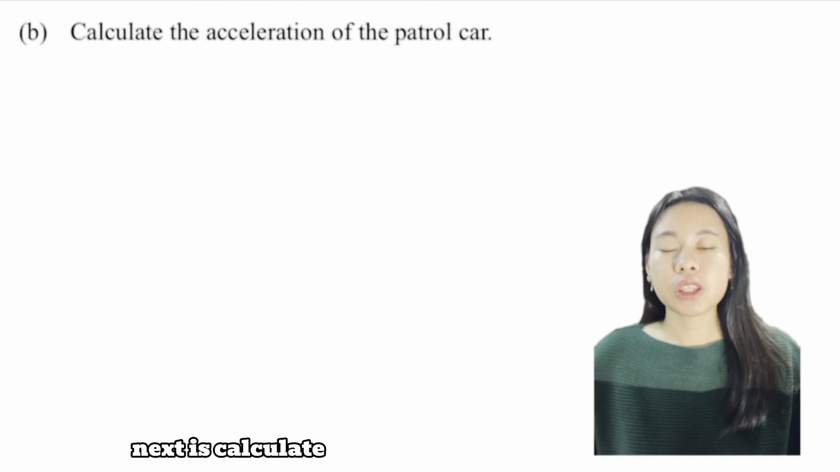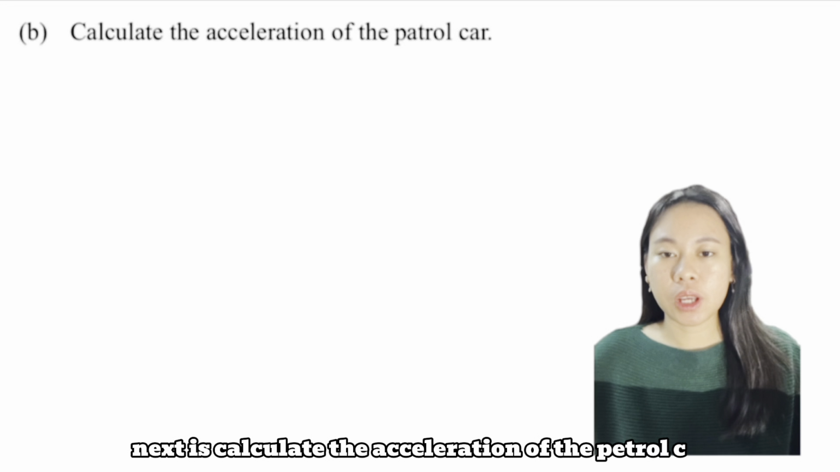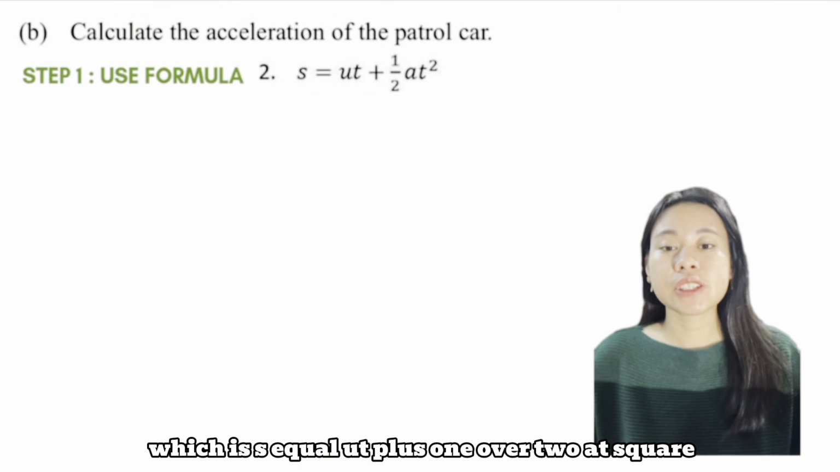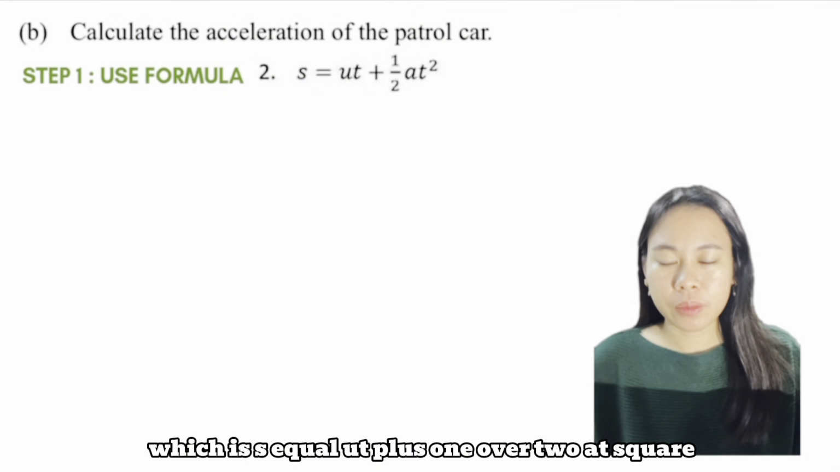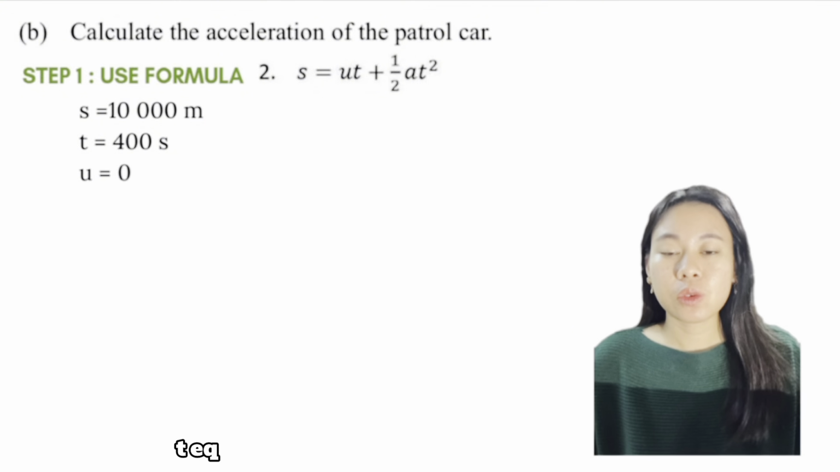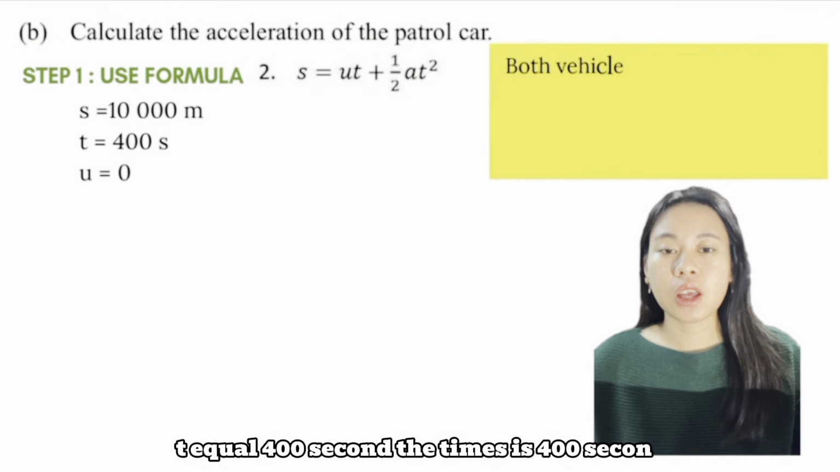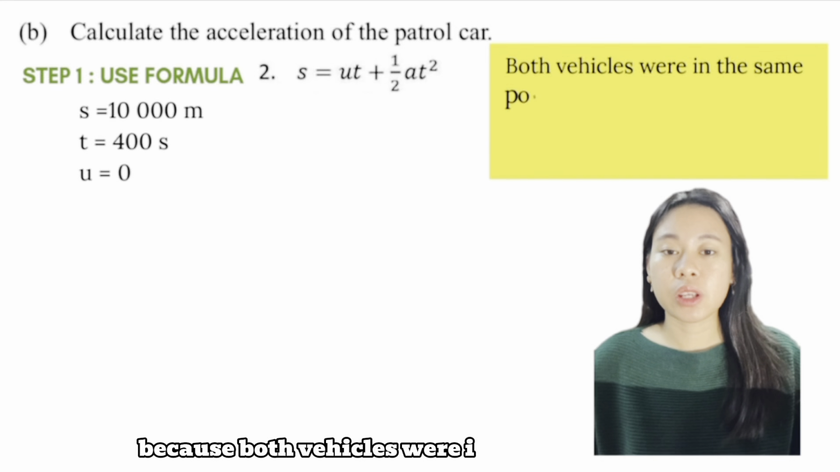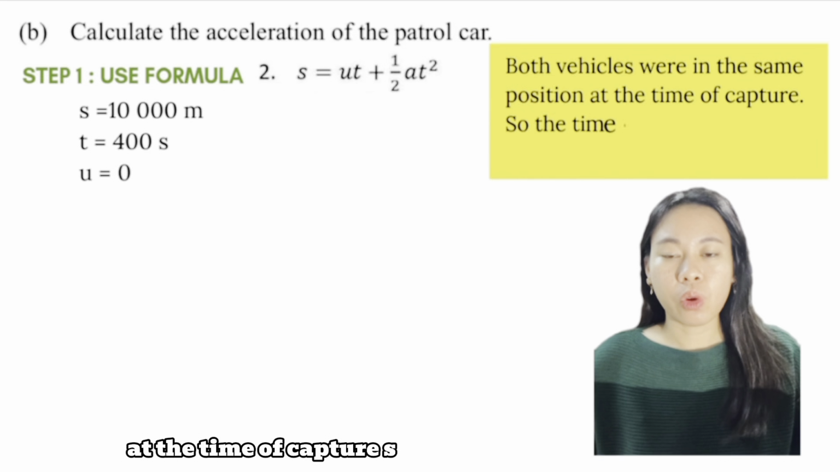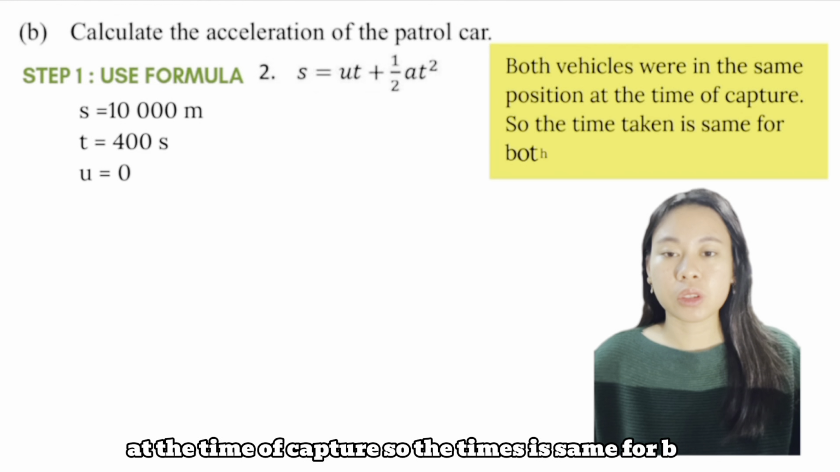Next is to calculate the acceleration of the patrol car. Step 1, we need to use the second formula, which is S equals ut plus 1 over 2 at squared. Given that S equals 10,000 meters, t equals 400 seconds. The time is 400 seconds because both vehicles were in the same position at the time of capture. So, the time is the same for both.